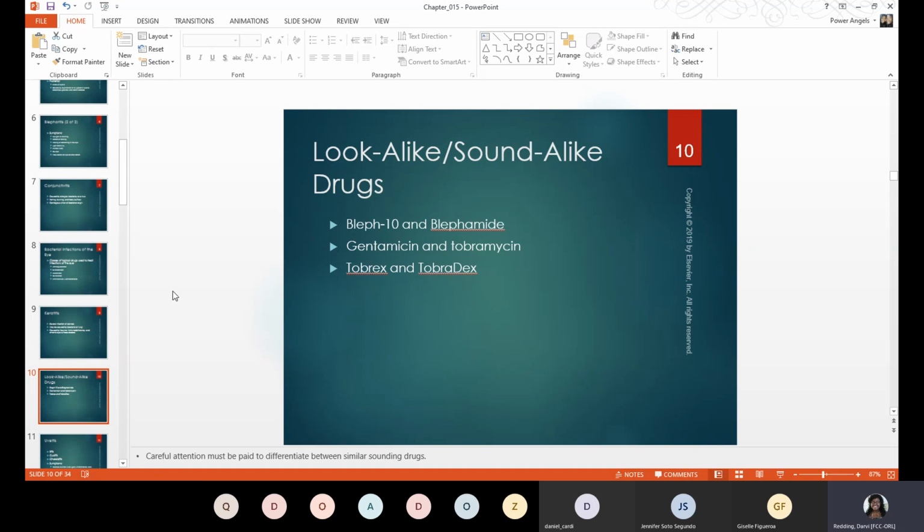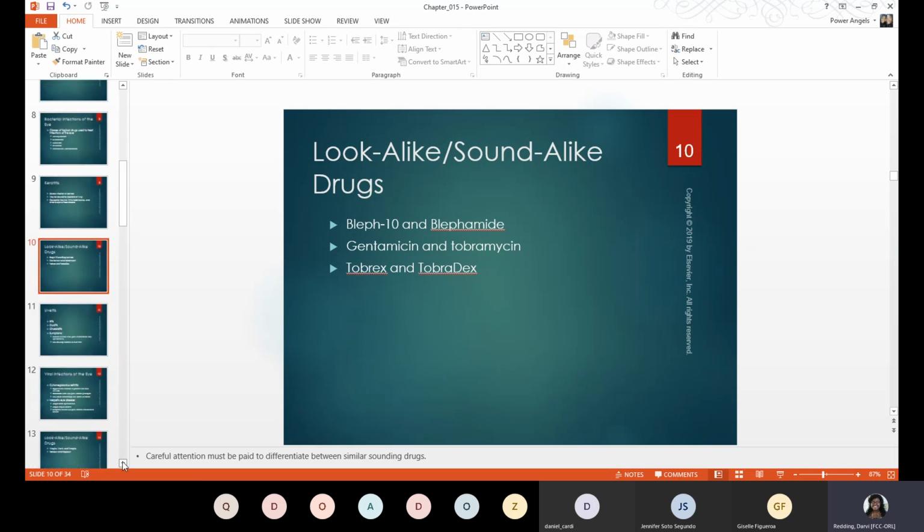Some examples of eye medication that look similar are Blef-10 and Blefamide. You also have gentamicin and tobramycin, two different drugs that do two totally different things. So it's something to be mindful of. And then you also have Tobrex and Tobradex. So when looking at a medication on a prescription, you always want to make sure that you are paying very close attention to make sure that you're choosing the right medication.